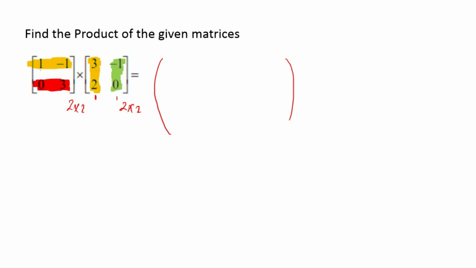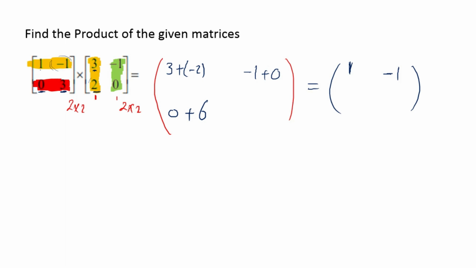So 1 by 3 is 3 plus negative 1 multiplied by 2 is negative 2. Add them, so the first term here is 1. Then 1 by negative 1 is negative 1, and negative 1 by 0 is 0. So the term here is negative 1. Then 0 by 3 is 0, and 3 by 2 is 6. So the third element here is 6. 0 by negative 1 is 0, and 3 by 0 is 0. So the answer here is 0. So it gives me a 2 by 2 matrix with 1, negative 1, 6, and 0.